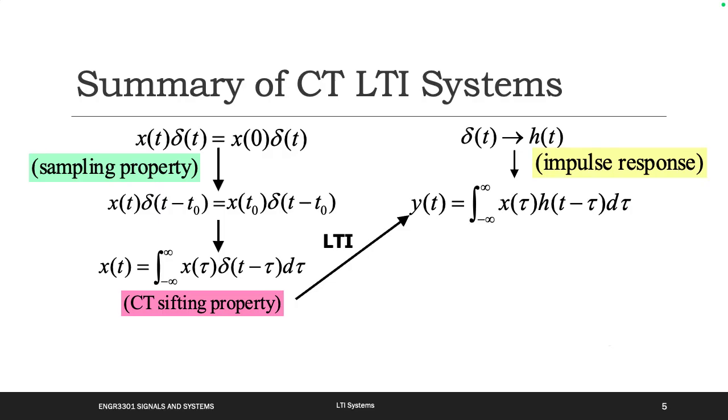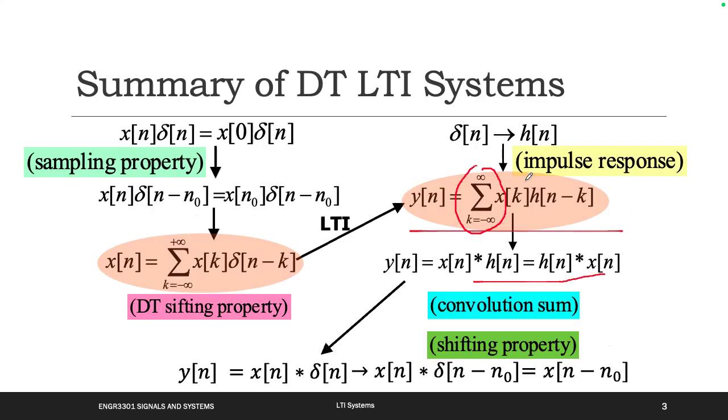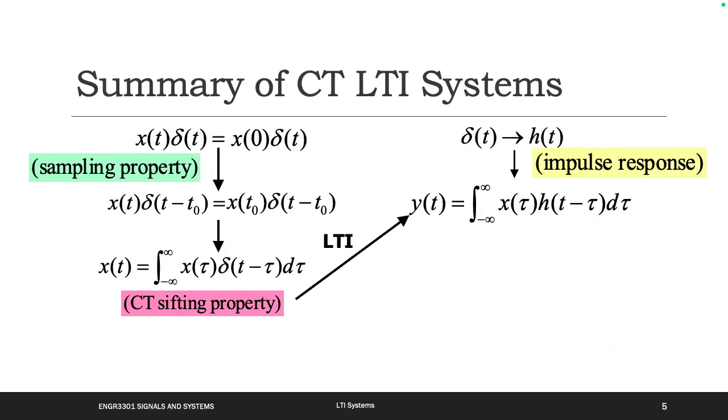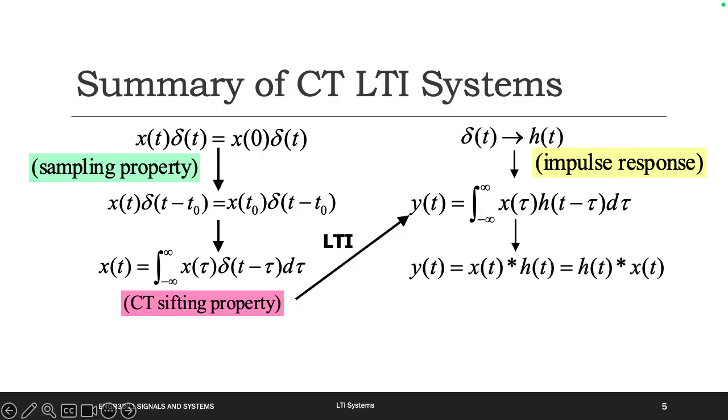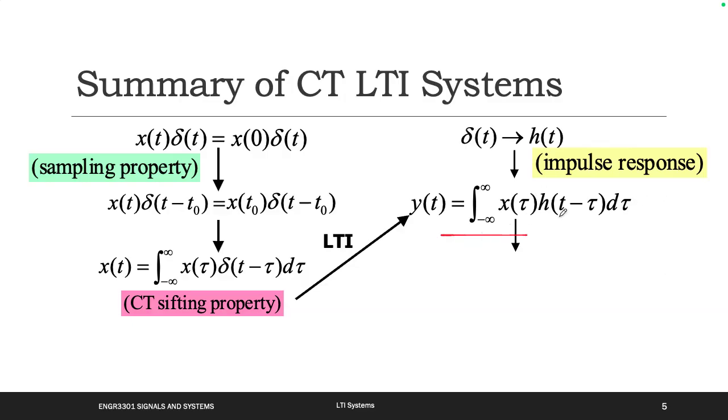I think some students might know: for DT, the variable is an integer, so you don't need to use an integral. But for CT signals, the variable is not an integer; it can be any value in the range, so you need to use a limit, which means you need to use the integral symbol. And this equation we also call a convolution form.